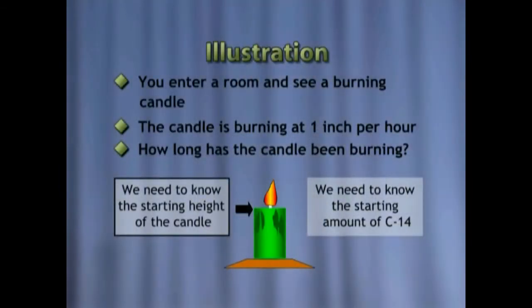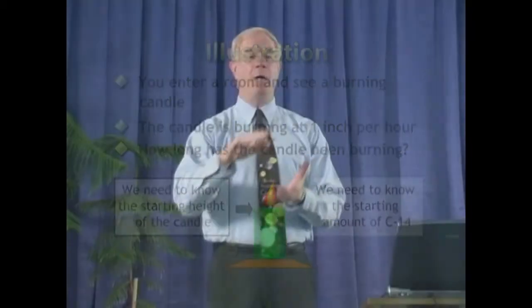Let me give an illustration here. You walk into a room and you see a candle burning. And you measure this candle, the burning rate, and you find out it's burning about 1 inch an hour. So now we ask the question, how long has that candle been burning? Well, what do you need to know? You can't tell how long that candle's been burning unless you know how big it was to start. The same thing for carbon-14 dating. We need to know how fast it's decaying, but we also need to know how much carbon-14 was in that creature to start with. If we don't know those two pieces, then we cannot do carbon-14 dating. The same thing, we wouldn't know how long that candle has been burning.